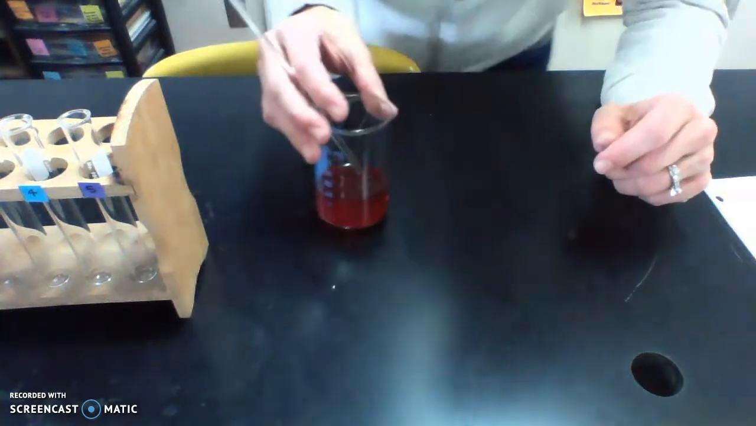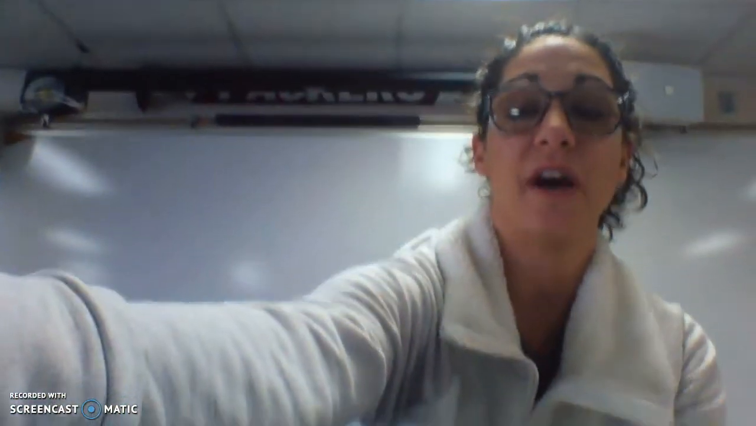Okay, so I'm going to add this solution to 5 test tubes. One of them is going to be the control, so we'll keep that one the same. And then we're going to add 4 different things, 4 different stresses, to the other 4 test tubes.